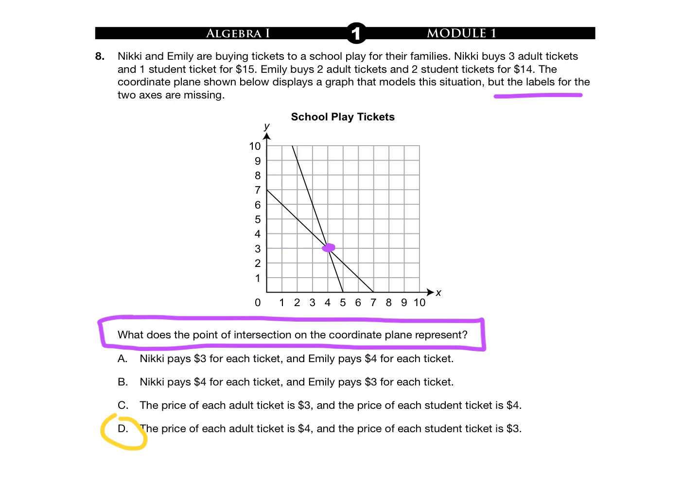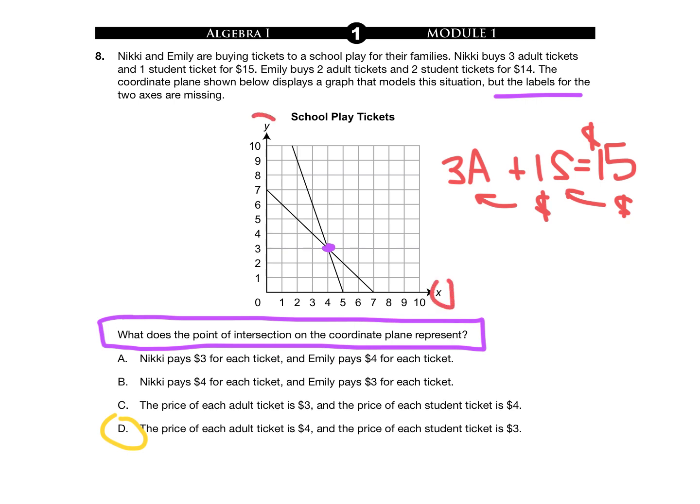When we delve into this problem a little bit, we have Nikki buying 3 adult tickets, so 3A plus 1 student ticket, and that's equaling $15. So if we think about what these labels mean, A is the cost of my adult ticket, not just how many I bought. I know I bought 3. So these numbers here are all about the cost per those tickets, which then means that my axes, my x and y axes, are also going to be about cost.